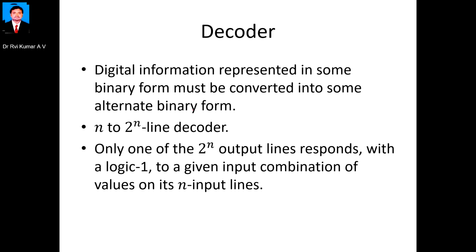So we have n input combinations, and we have 2 power n output lines, and only one line will respond as logic 1 when the outputs of the decoder are active high. Remember, the output of the decoder is active high. Only then does it respond with logic 1, and that output of the decoder I call a minterm, when the decoder output is active high.